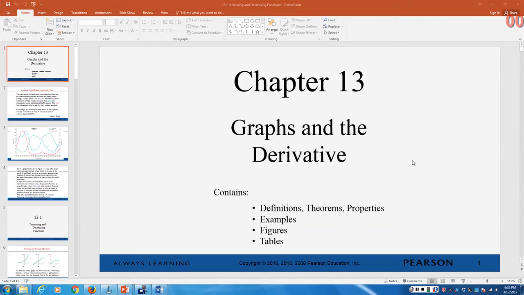Great. If you don't have them and want to print them out, you only need to print out, probably, 13.1 for the time being.